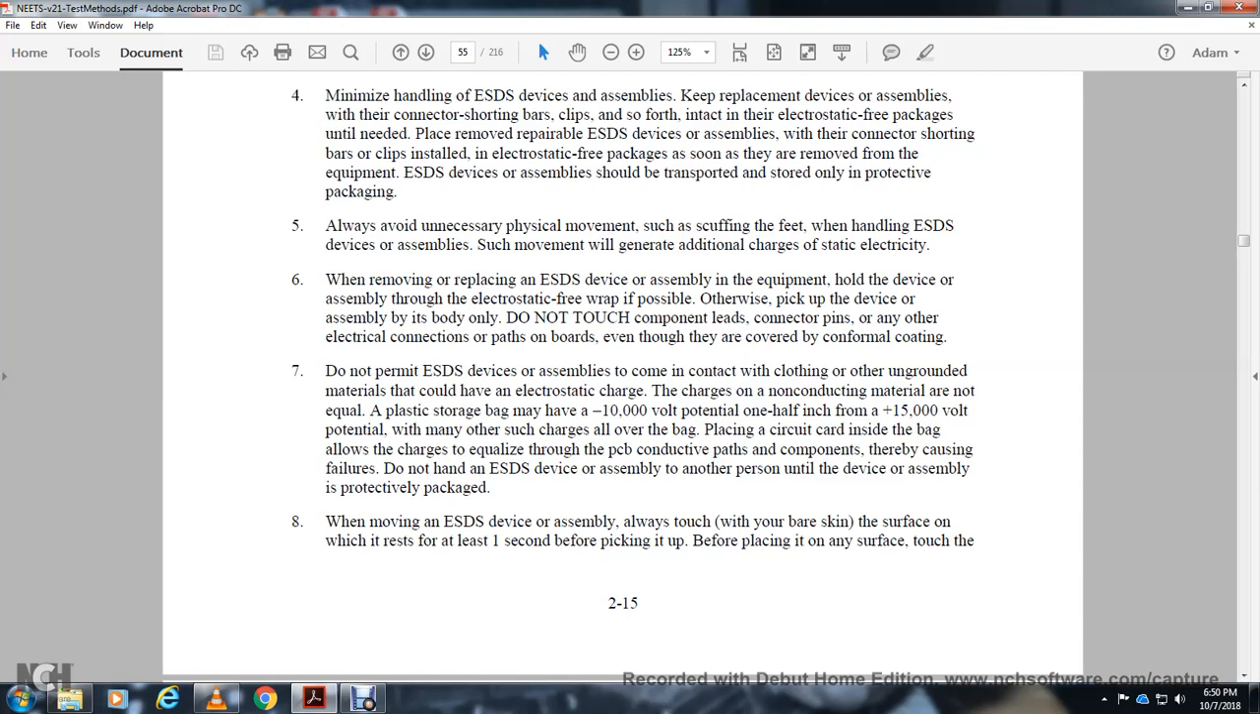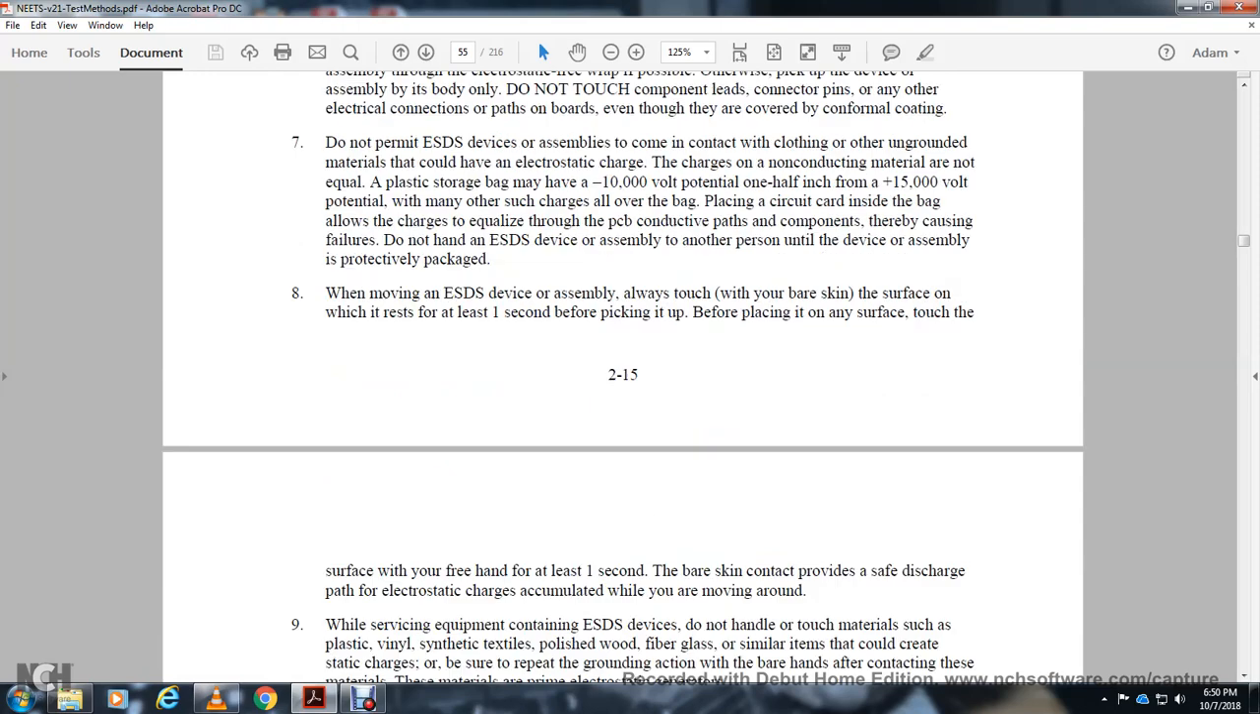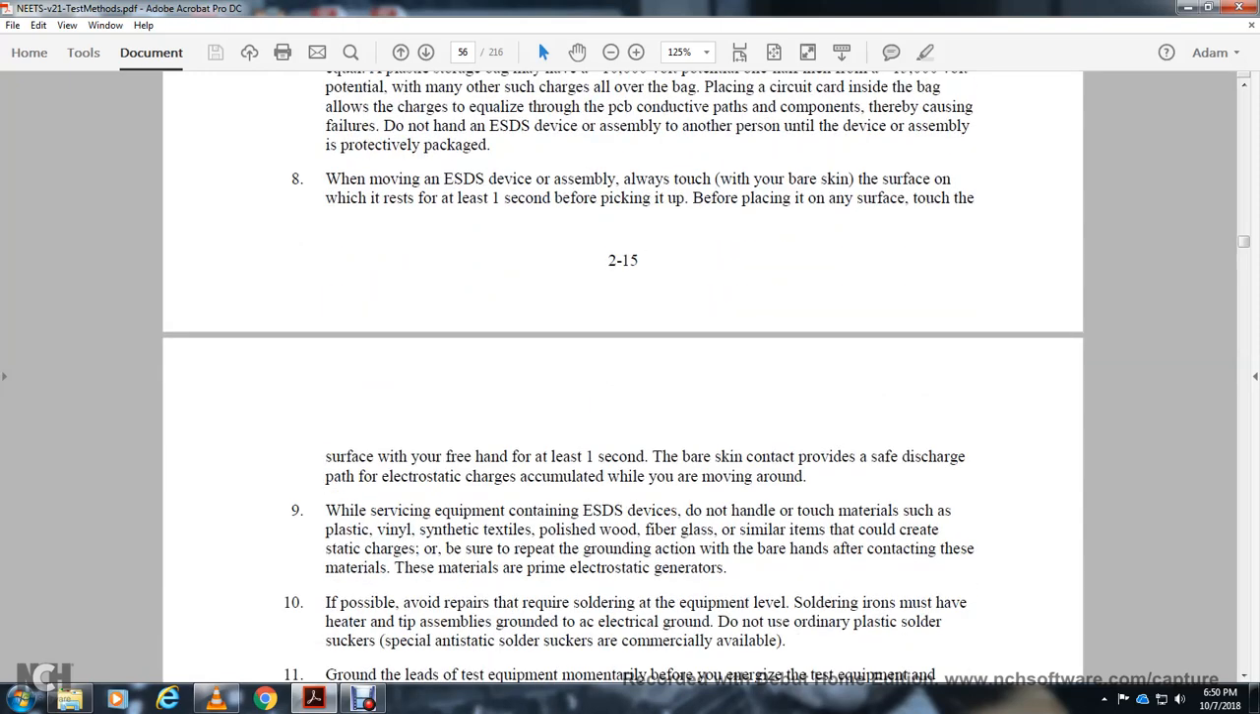Before you remove an electrostatic device assembly, always touch the surface it rests on with your bare skin for at least 1 second before picking it up and before placing it on any surface. Touching the surface with your free hand for at least 1 second of bare skin contact provides a safe discharge of the electrostatic charge accumulated while moving around.